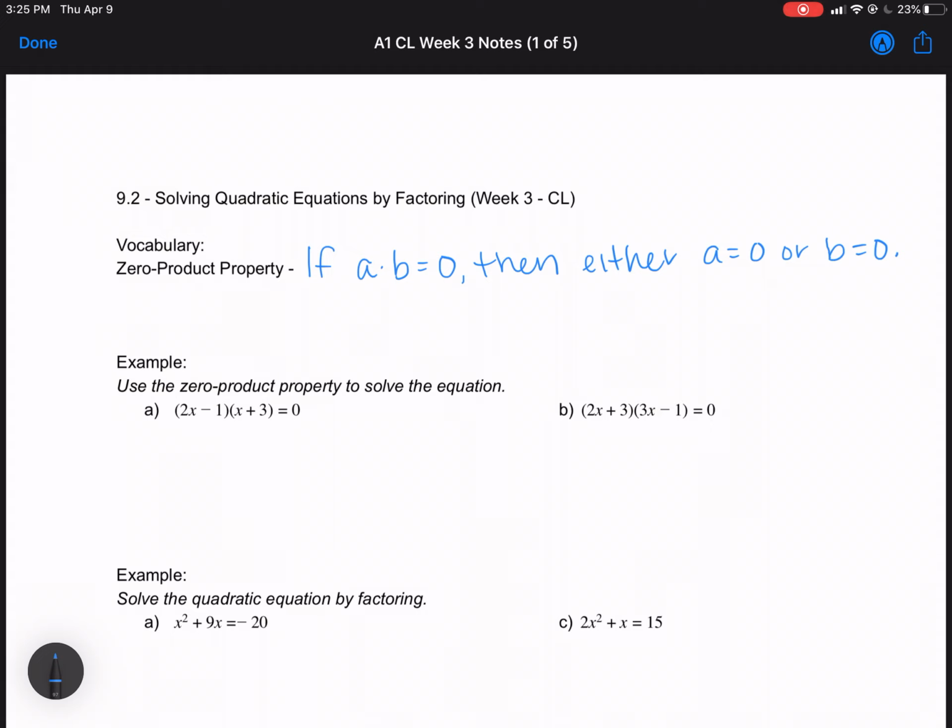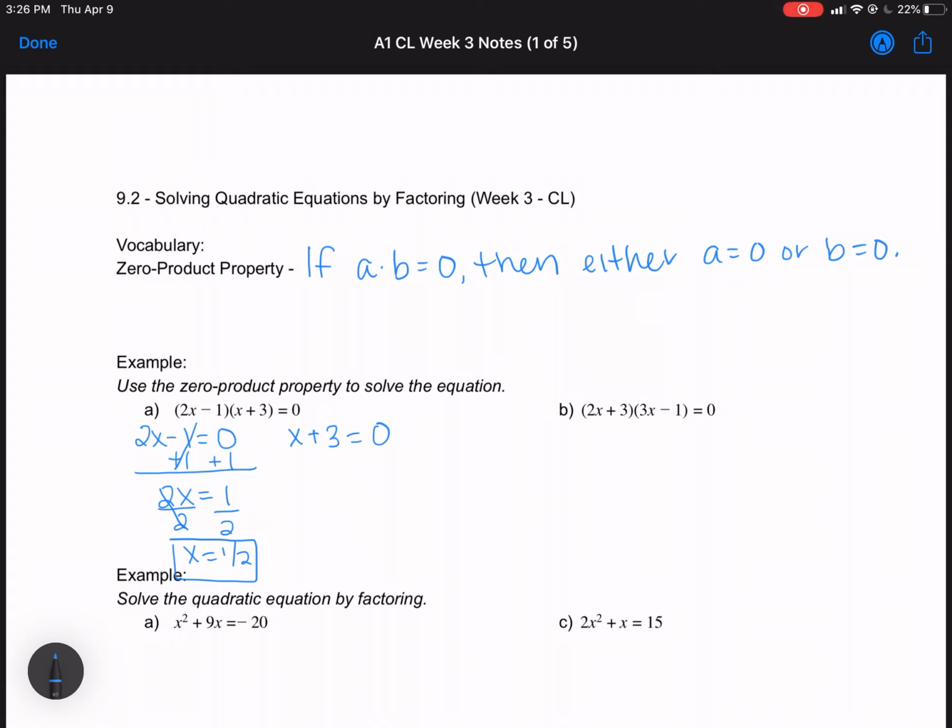So an example of what we're going to do, if we have the quantity of 2x minus 1 times the quantity of x plus 3 equals 0, we can break this apart and say 2x minus 1 equals 0 and x plus 3 equals 0. And now we have two equations, and we just want to solve for x. So on the first one, 2x minus 1 equals 0. We're going to add 1 to both sides. So our 1's cancel. We're left with 2x equals 0 plus 1 is 1. And then divide by 2. So x equals 1/2.